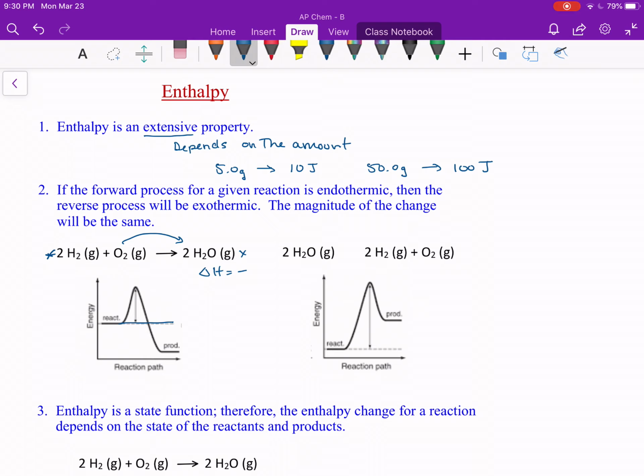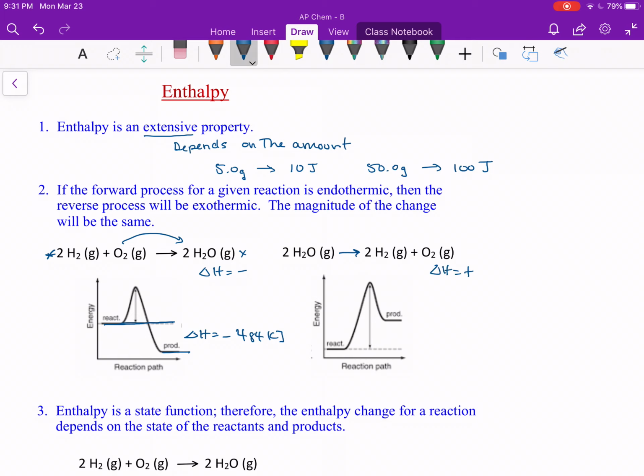So if we look down here at the energy diagram, we can see that delta H for this is going to be equal to negative 484 kilojoules. Now, on the reverse side of that, I lost my arrow. If we look at the decomposition of water, this will actually be an endothermic process. So we just flip that.